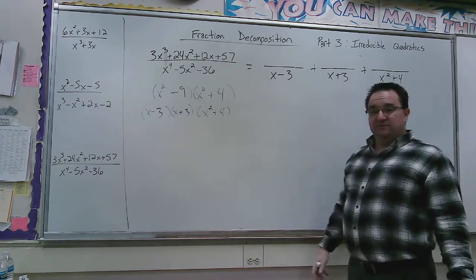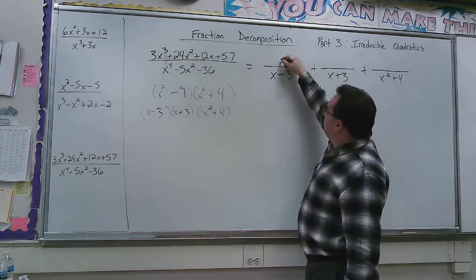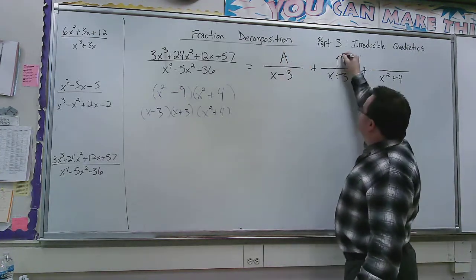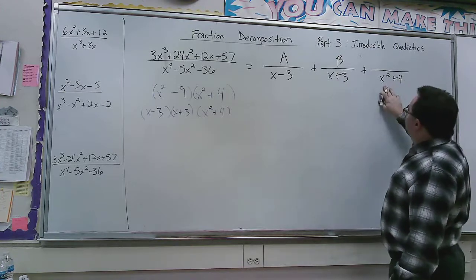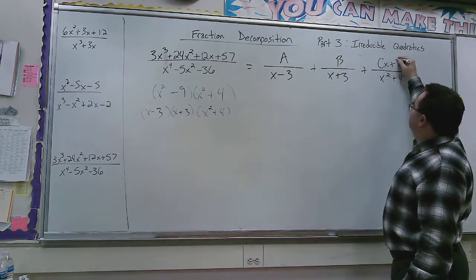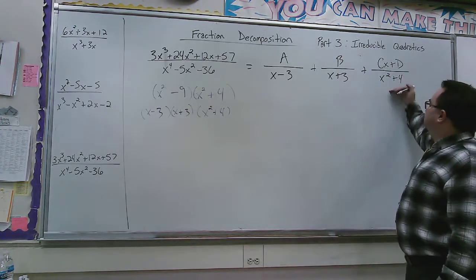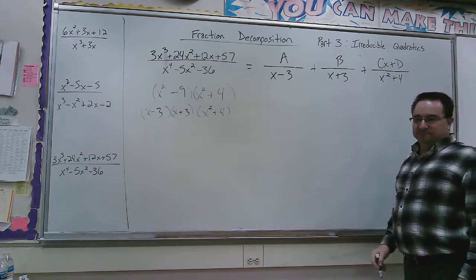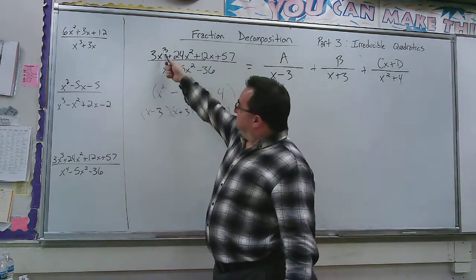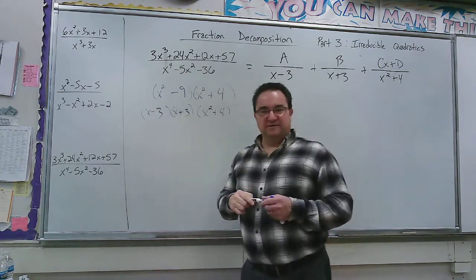I have no idea what the numerators are at this point, so I'm going to call this A, that's linear, B, that's linear. This is quadratic, so this has to be Cx plus D, 1 degree smaller than what I see in the bottom. Notice that this was 1 degree smaller than what I saw in the bottom.